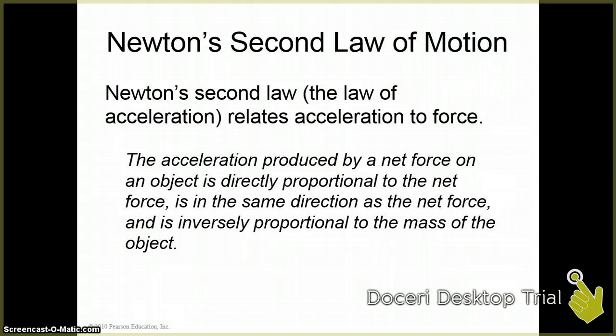The first part: the acceleration produced by a net force on an object is directly proportional to the net force. That's part one. That means that if you have, say, a net force on a rock that's falling from the sky, the acceleration produced by that force is directly proportional to the net force. If you increase the net force by 3 times, you're going to increase the acceleration by 3 times. Part 1.